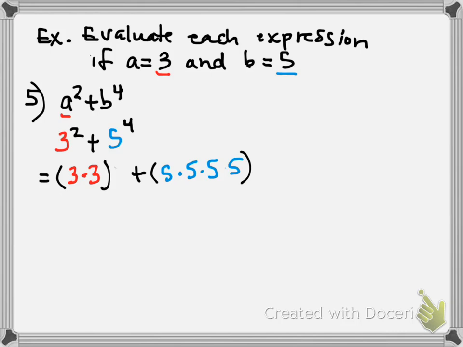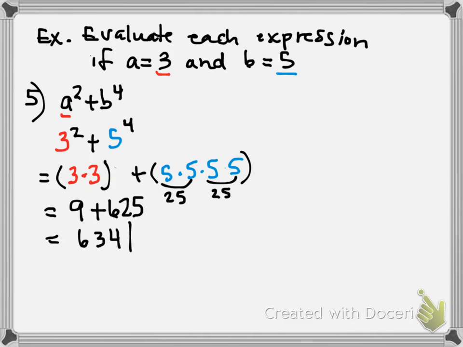So we take care of the multiplication. And 3 squared is 9. And 5 times 5 times 5 times 5, well, let's break it down. 5 times 5 is 25. You guys have seen this number show up before. That's your 625. Okay, and then we add them together, and that's going to give you 634. Okay? And that pretty much is all that we have for your notes.